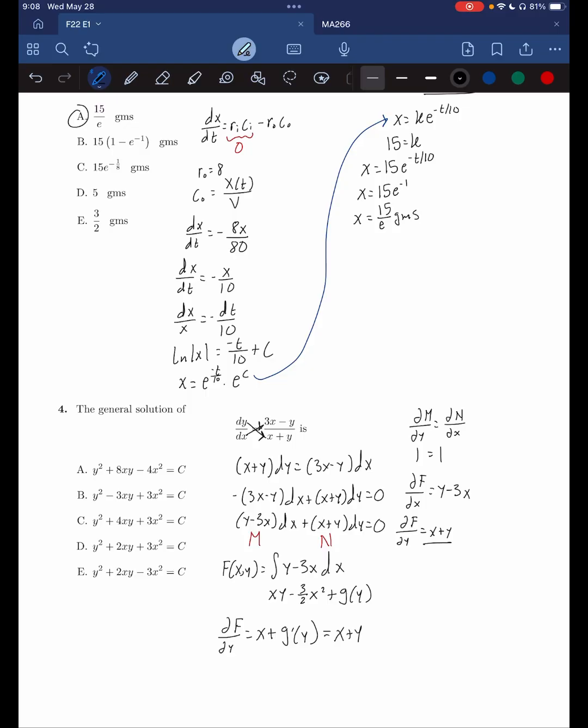So as we can see, our x's match up, and we're left with g prime of y is equal to y. If g prime of y is equal to y, we can simply integrate both sides and get g of y is equal to 1/2 y squared. And now that is actually just your full answer if we just sub it in. So we have xy minus 3/2 x squared plus 1/2 y squared is equal to this c.